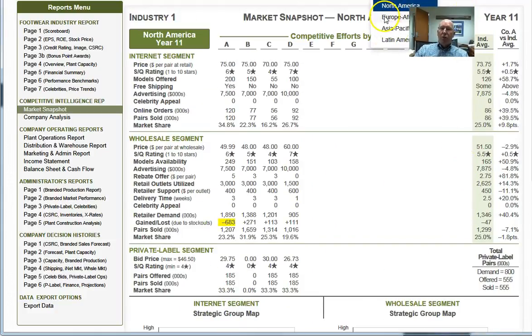We can look through all four of the regions. The picture in Europe, Africa is basically the same. You can see that I pulled in a little bit more of the private label share, but only because they sold fewer shoes. They go, well, why did Team D offer 185,000 shoes that weren't sold given that demand was not met? Well, here's the answer.